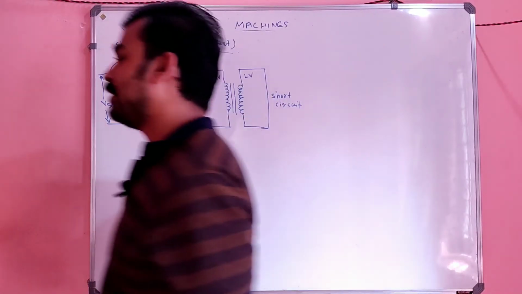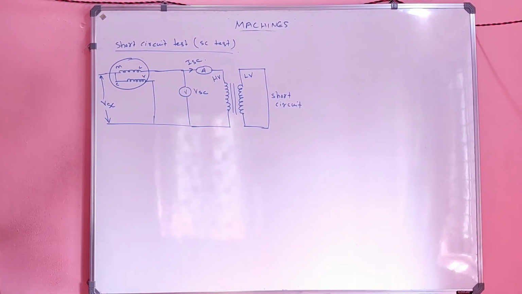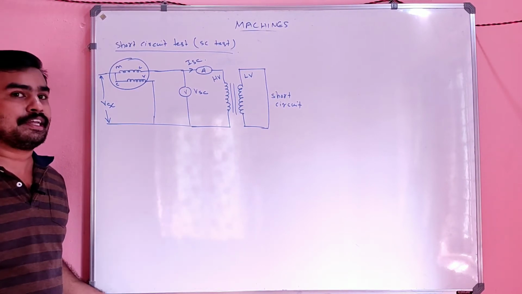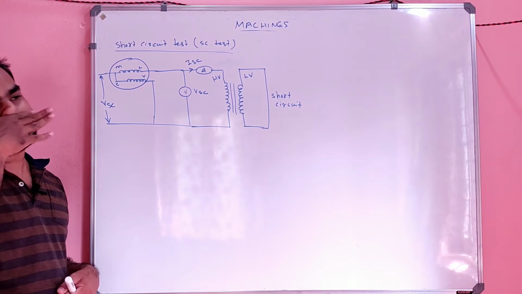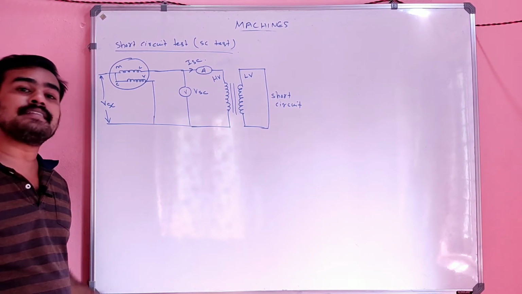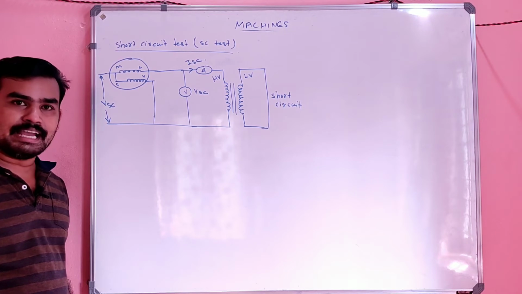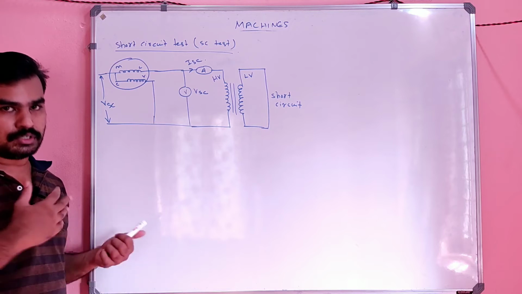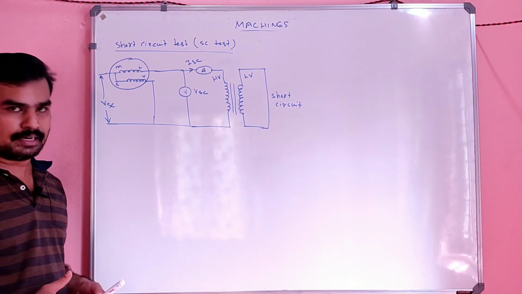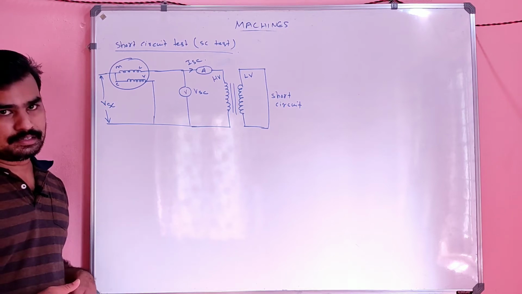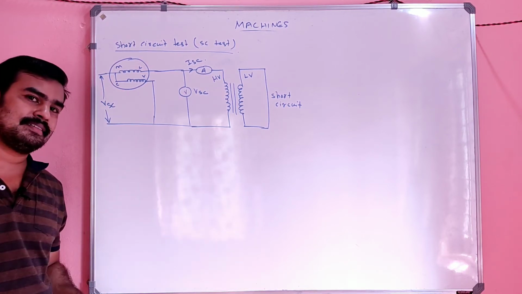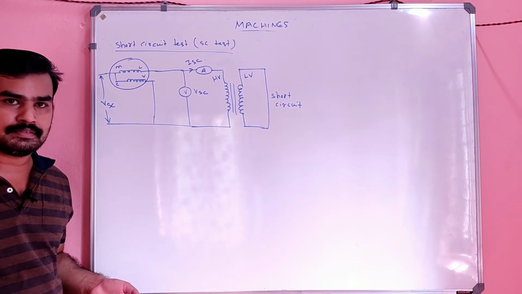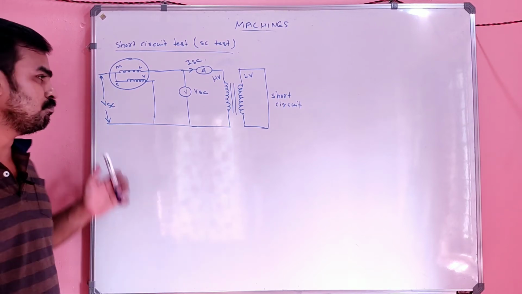This is a question in your viva or objective type examination. You may expect a question like this, or in an interview also: why do we have to do the SC test on the high voltage side? The answer is, in the short circuit test we have to apply rated current. If you do it on the LV side, we have to apply a large current. But if you do it on the HV side, we can apply a small current, that is the rated current.